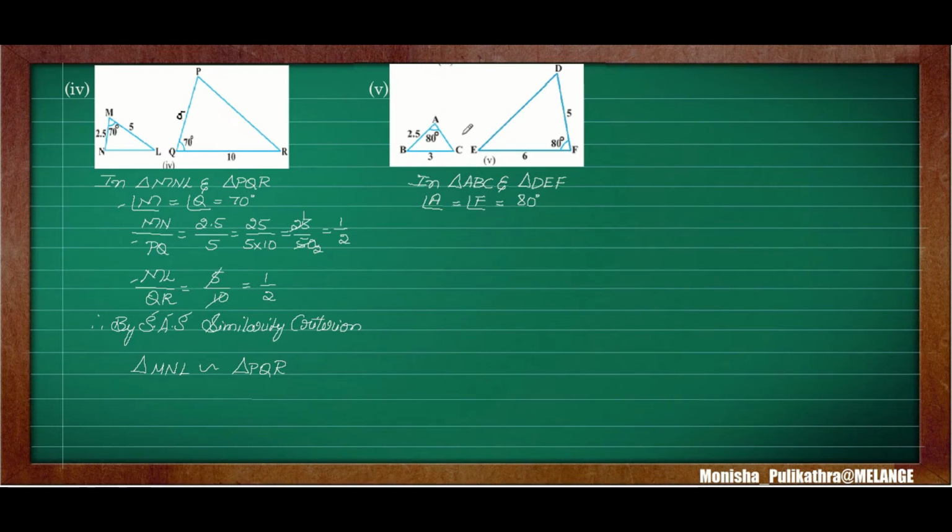Next, sides are given. One thing you have to keep in mind: in the previous sum, from this angle, the values of two sides are given. From this 70 degree angle, one side is MN and another side is ML. In the same way, from this angle, two sides are there. Like this, we can take the sides, either 2.5 by 5 and 5 by 10, or 5 by 10 and 2.5 by 5.